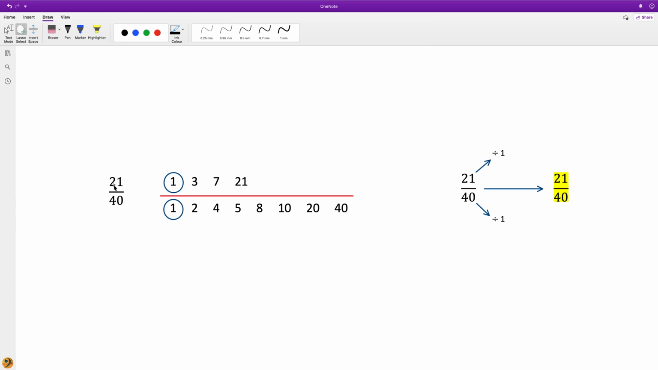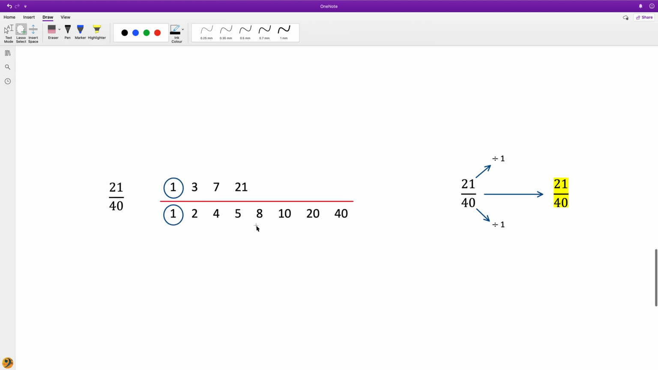So we write down all the factors of 21, which happen to be 1 times 21 will give us 21, and 3 times 7 will give us 21. So they're all our factors of 21. And then we go ahead for 40, which is our denominator, and we write down all the factors of 40, which is 1 multiplied by 40, 2 multiplied by 20, 4 multiplied by 10 will give us 40, and 5 multiplied by 8 will give us 40.